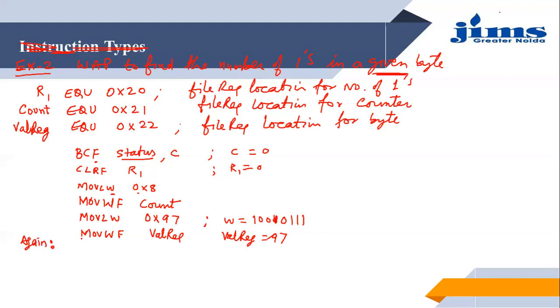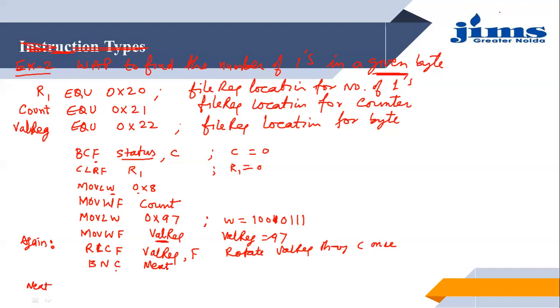This will be the label where we have to jump back. Rotate left through carry, RLC, the file. Which number do you want to rotate? I want to rotate this number, which is in the file val reg, F. So this will rotate val reg through C only once. Next write branch if no carry, BNC, to the place next. If C is not set, then move to the next.